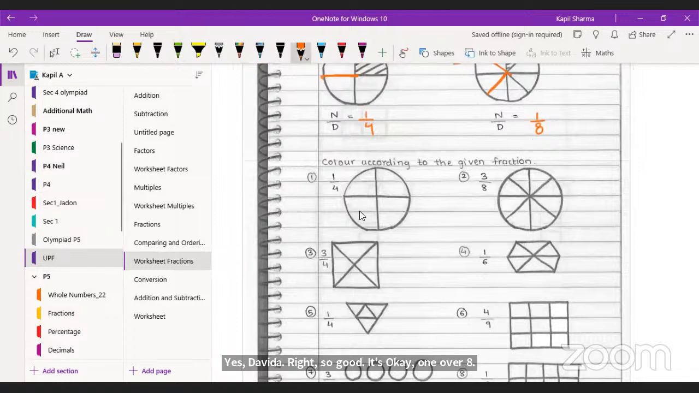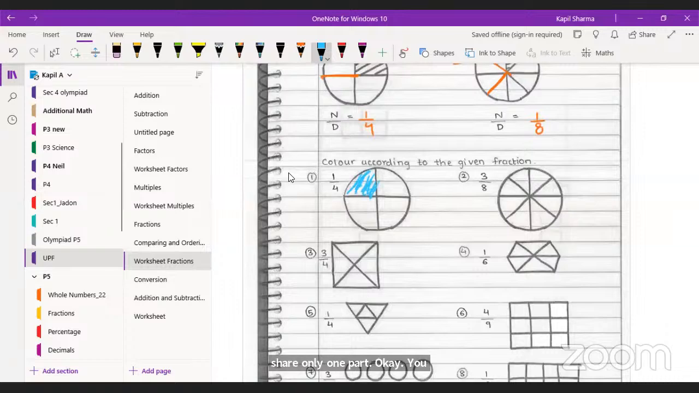Okay. So in the next one, we need to color. Now you guys can't respond in chat. So I will shade the fraction. Okay. So first one, you can just tell me how many parts do I have to shade. So in the first one, I need to shade only one part.